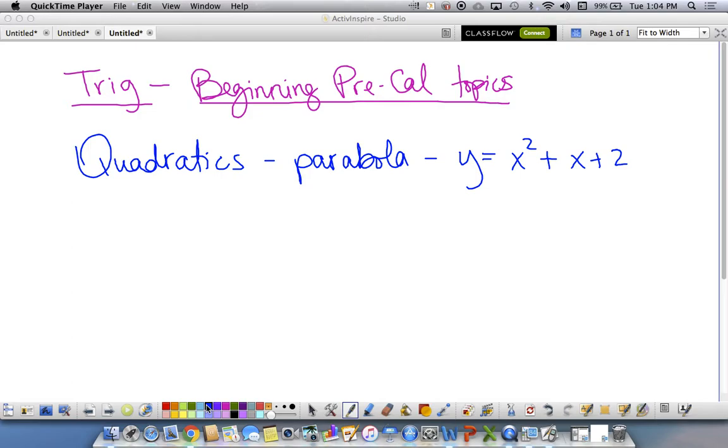Actually, a quadratic could look like this. x equals y squared plus y plus 2, okay? The x doesn't have to be the one being squared. The y could be squared. As long as you have one thing squared, one variable that's squared, and the other is not, okay? So that's a quadratic. We will look at graphs. We will look at what they look like.